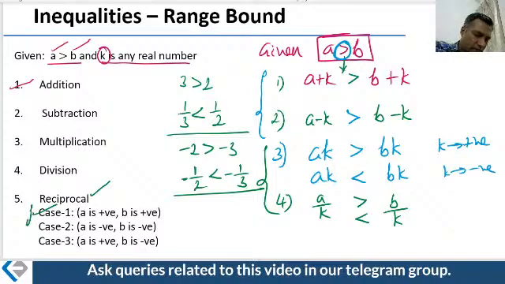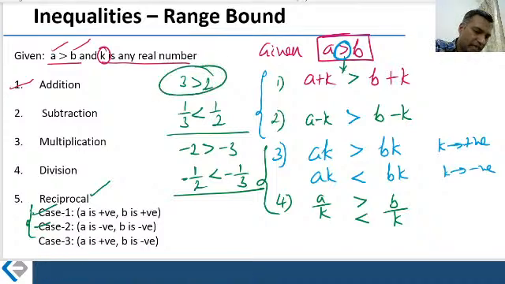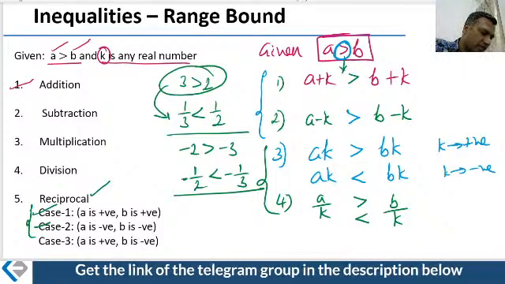In both case 1 and case 2, if A and B have the same sign and A is greater than B, when you take the reciprocal, the inequality would change. Sign change in the sense it's not positive or negative. What I meant is the inequality would necessarily change in the first two cases.